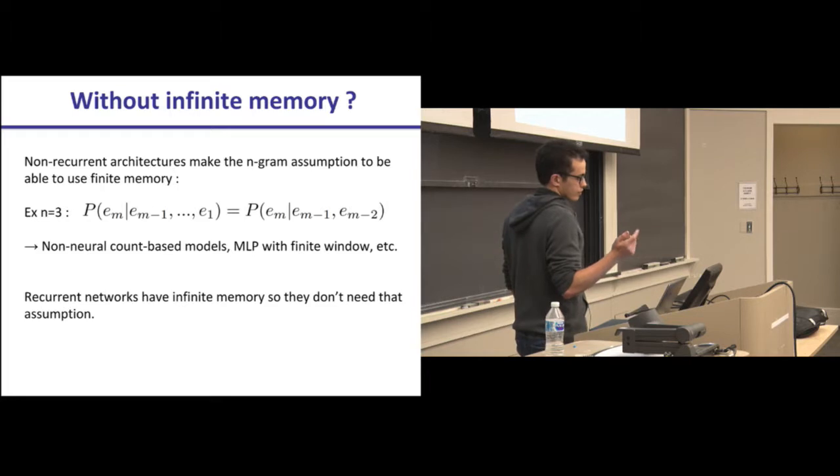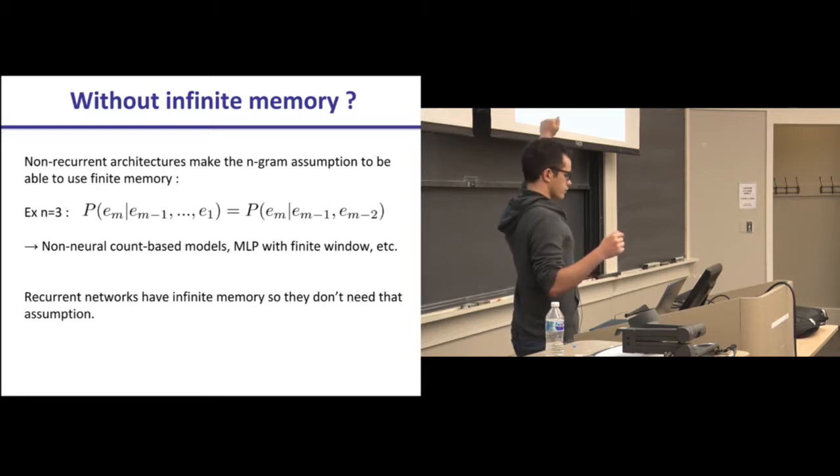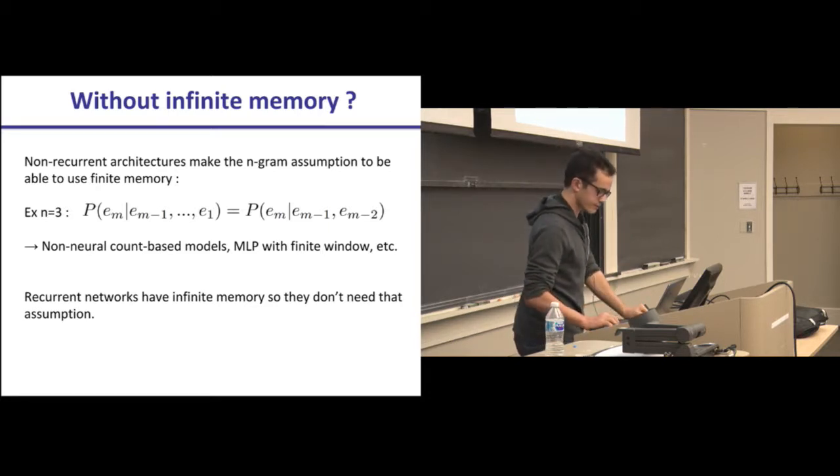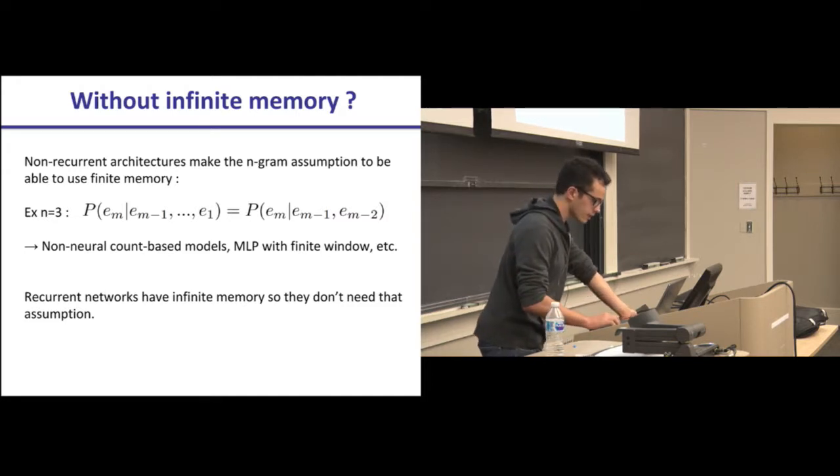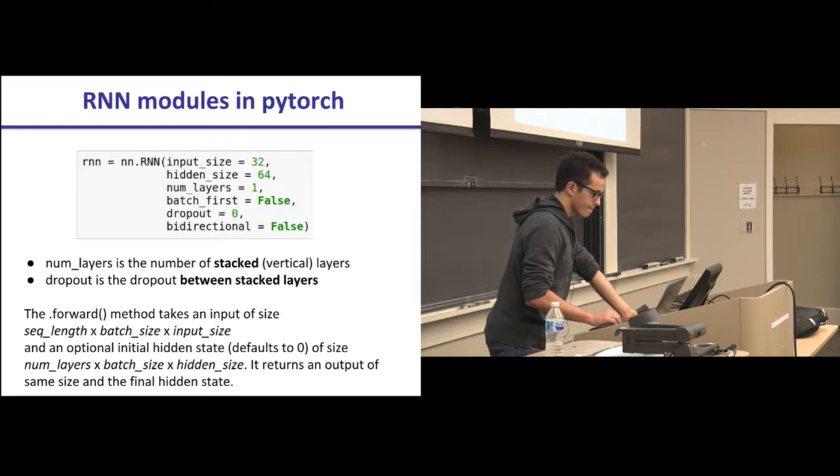You could also do a multi-layer perceptron where you look at a finite window of the n-1 previous words, and you predict the next word. But recurrent neural networks are, so to speak, better than that. Not always, but they help a lot. So how to do that in practice?